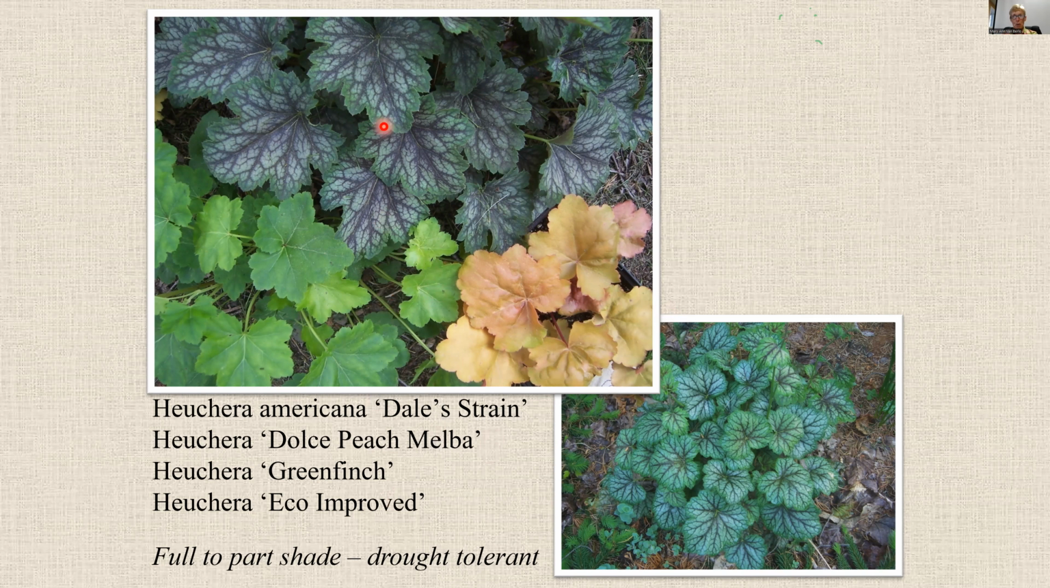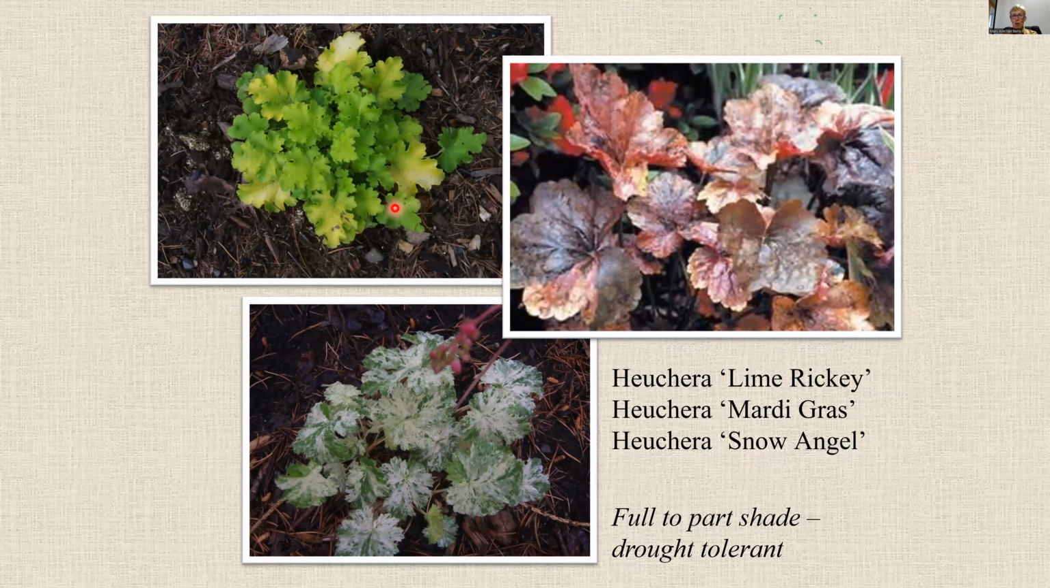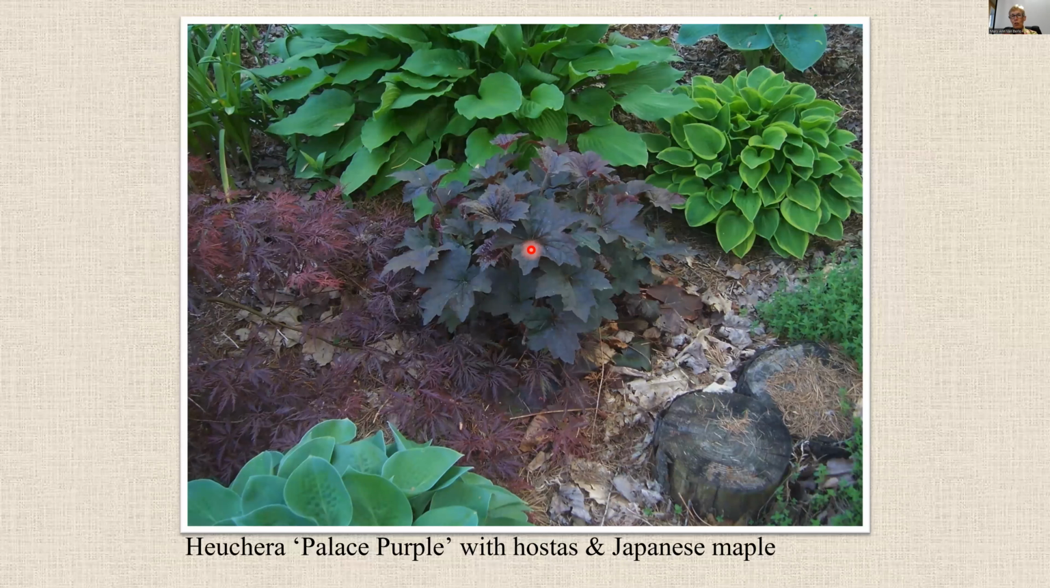We've got the Americana Dale strain, Dolce Peach Melba, Greenfinch, and this is Equal Improved. Then we got Lime Ricky, Mardi Gras, and Snow Angel. And it's the old-fashioned Palace Purple, one of the original colors of Heuchera. And it just looks great with some hostas and with this Japanese maple. It adds that touch of color. It echoes the color of the Japanese maple. Gives you that foliage contrast and texture.